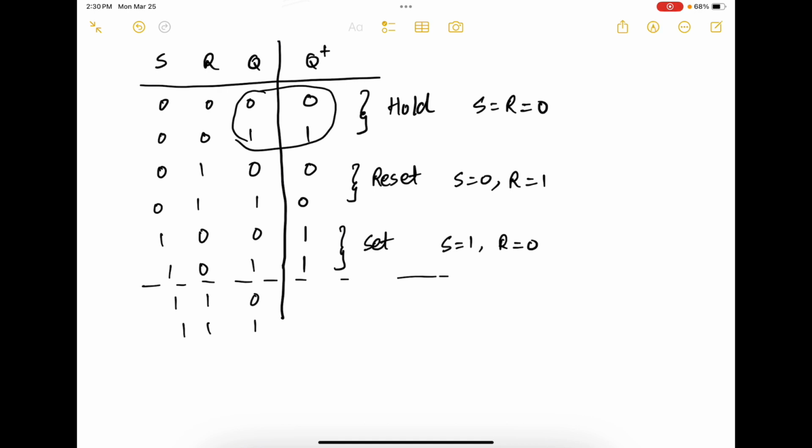Basically, just by controlling the values of s and r, you're able to store a logic 0, which is the reset state, or you're able to store logic 1, which is a set state. This is how an SR latch functions.